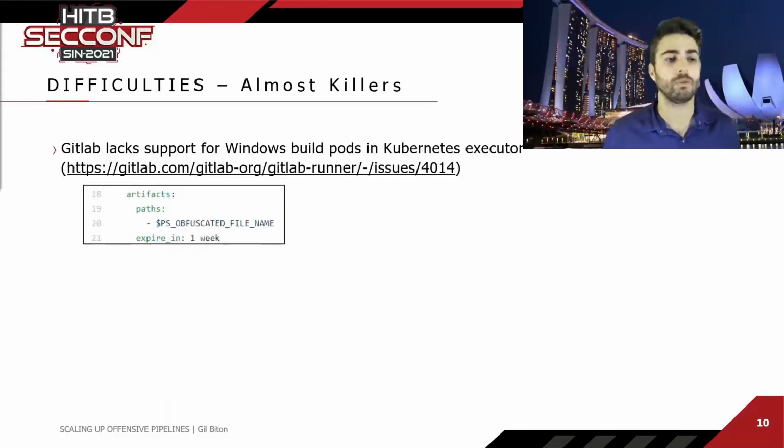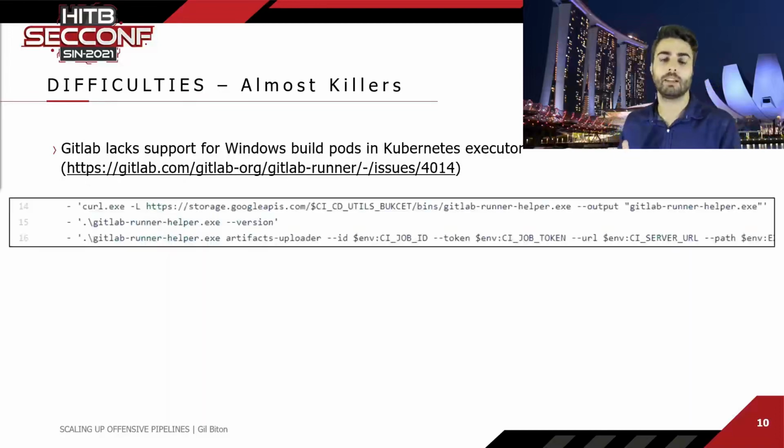So we found a workaround where we take the GitLab runner helper binary and use the artifacts uploader functionality together with environment variables that are already there in the job variables. We didn't need to create new variables for that, and we just upload it to the job artifacts, and then we can actually use a different kind of container, a different kind of job, to pick it up.